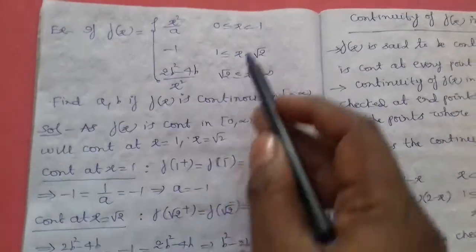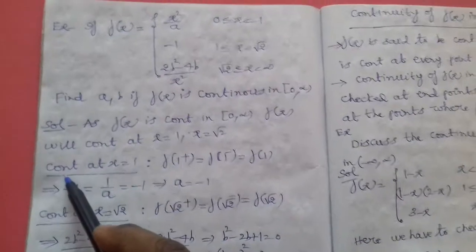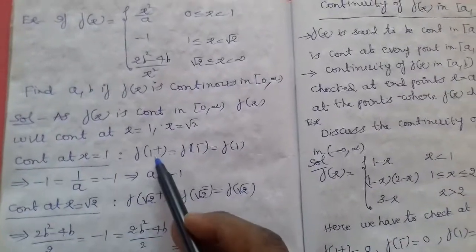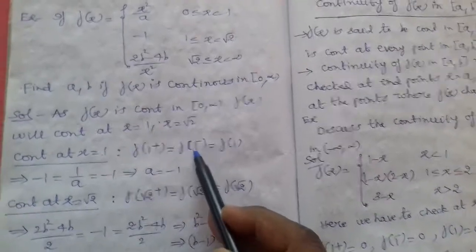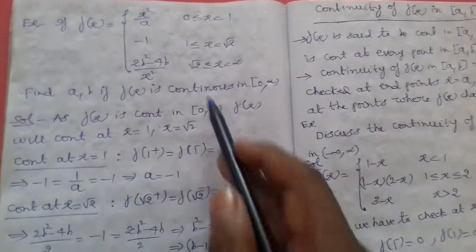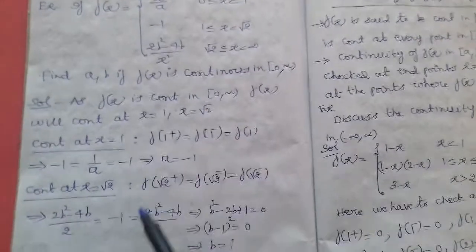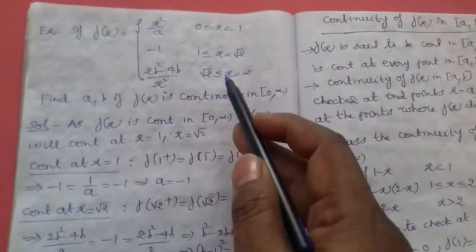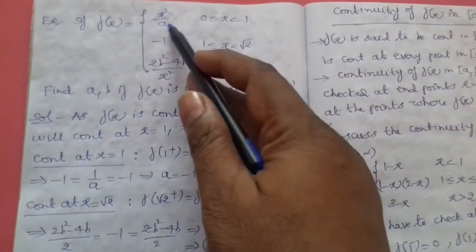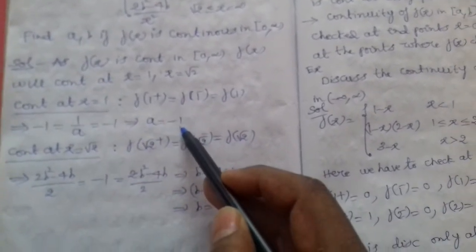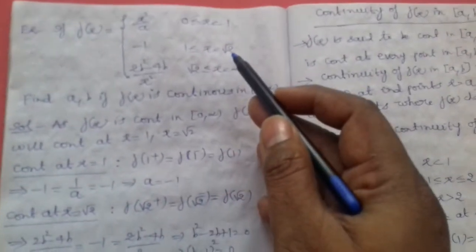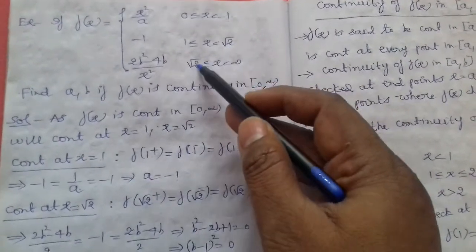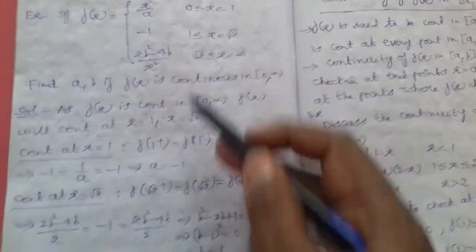Now let us see. The rule changes at 1, so write continuity at x equal to 1. At x equal to 1 also it will be continuous: f of 1 plus equal to f of 1 minus equal to f of 1. f of 1 plus means minus 1. f of 1 minus means here substitute 1 in x square by a. So a equal to minus 1. Next, continuity at root 2, because the rule changes at root 2.